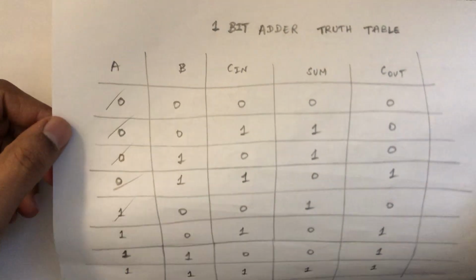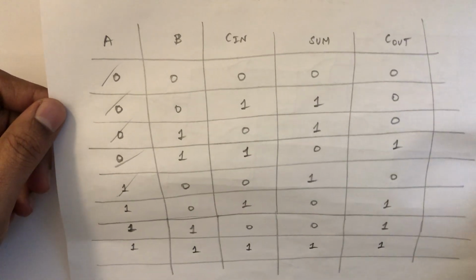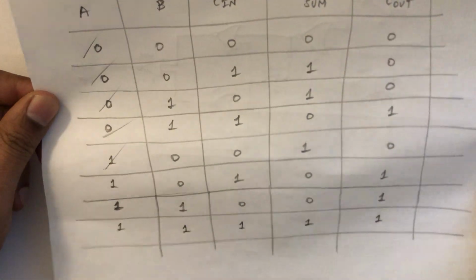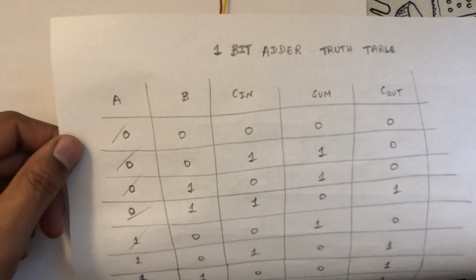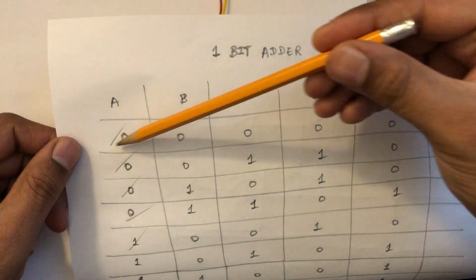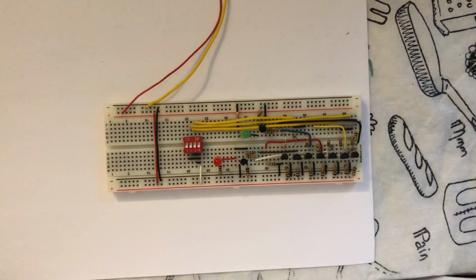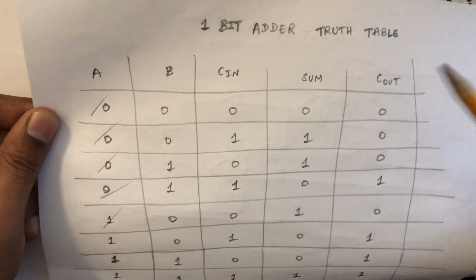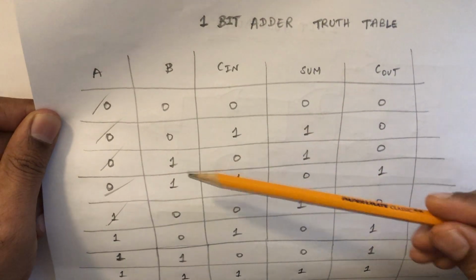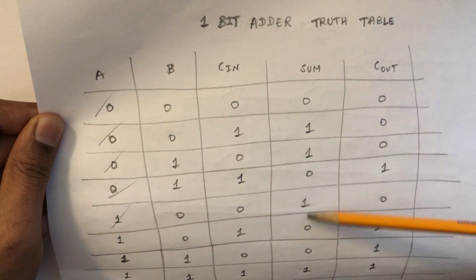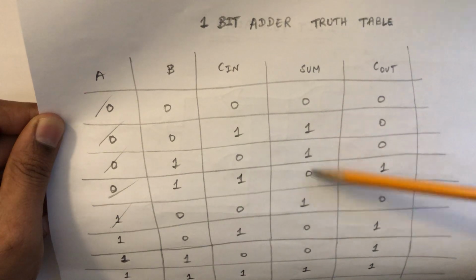This is a simple truth table for a 1-bit adder, and let's try this on this circuit and see if it works. The first one that we see on the truth table is all zeros. When all switches are off, the output on sum and carry out should be off, and that is what is happening right now. When I switch on either carry in, B, or A, in these three logics I should get one output on the sum.